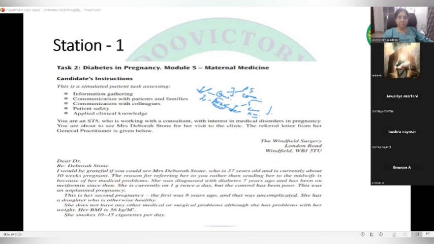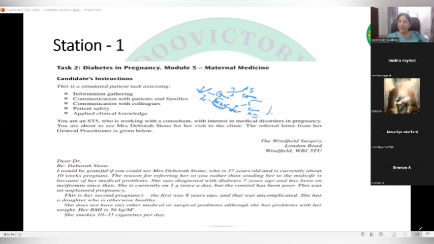So, who wants to go for information gathering for this station and the applied clinical knowledge portion of the patient? Yesterday, some of you. Yeah, Bushra, sure, Bushra. Go ahead. I will put the timer here, okay? And you are good to go.